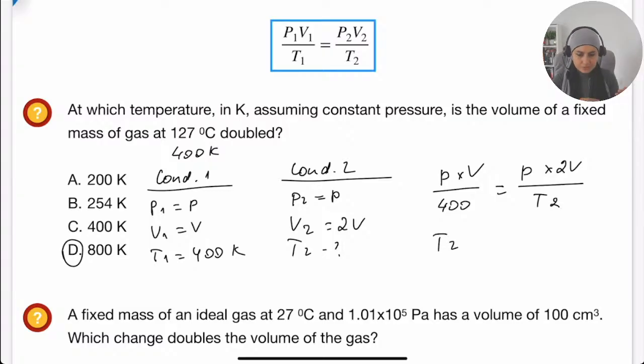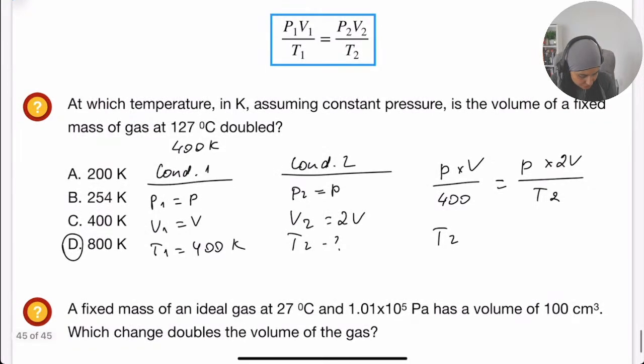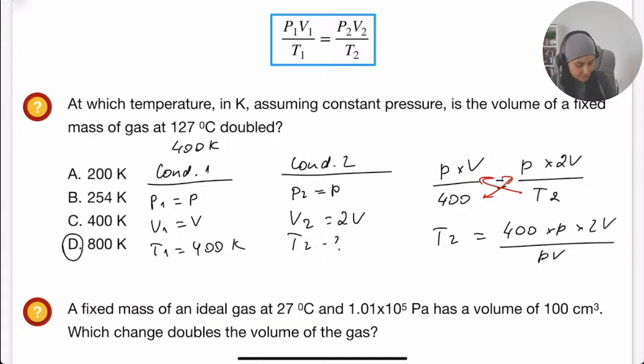So T2, you know how to find it, it's crisscross. From math, you just crisscross these two numbers: you multiply them and divide by the number that's opposite to T2. So you do 400 times P times 2V divided by PV. So P cancels, V cancels, and you end up with 800 kelvins.